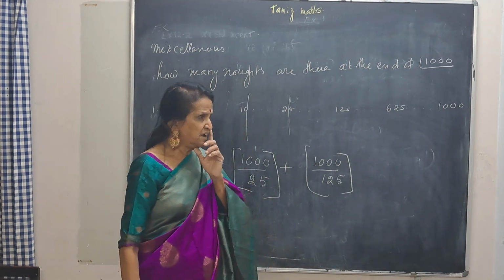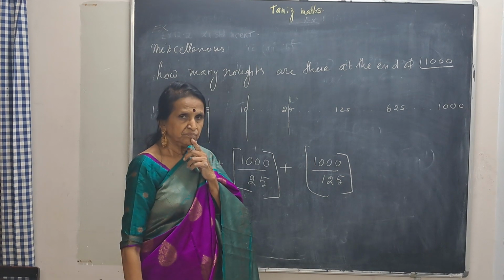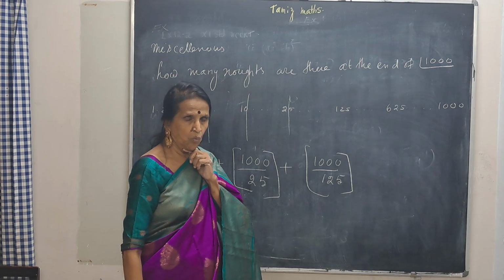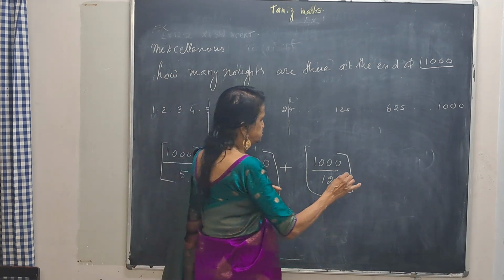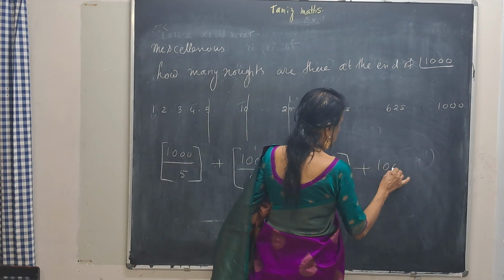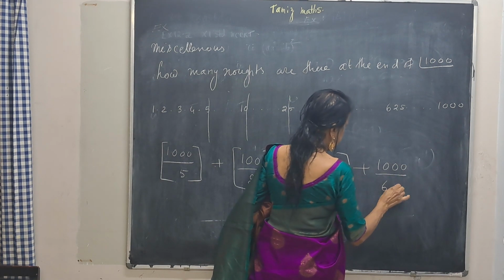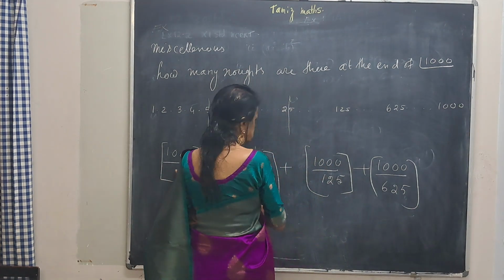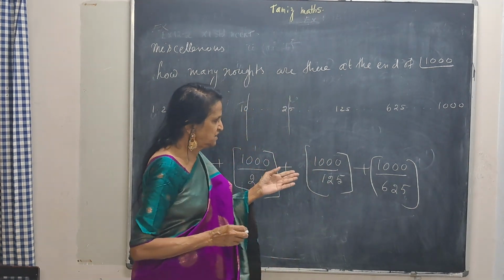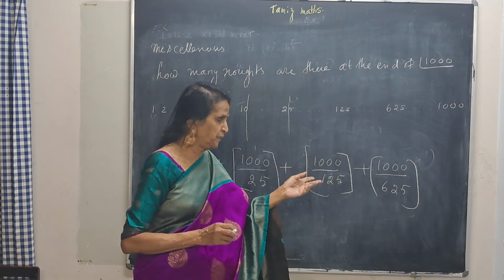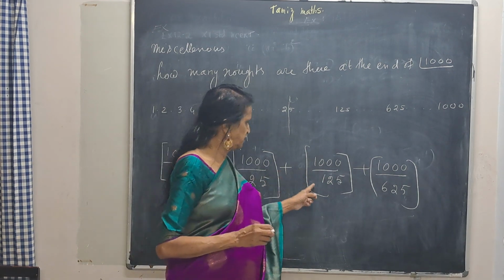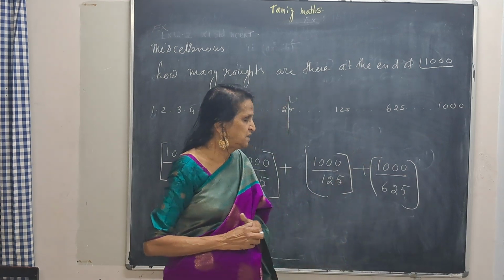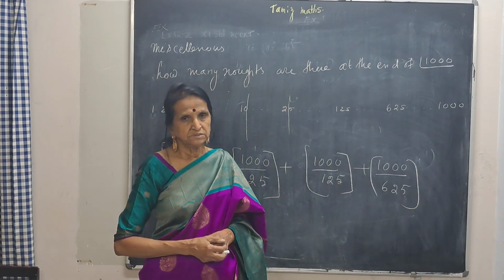Next, every 625th place, that is 5 to the power of 4, that also will have a 5 which is not counted in this or in this, because there will be four 5s. After that, 625 into 5, that is 5 power 5, which will exceed 1000. So we won't have that.